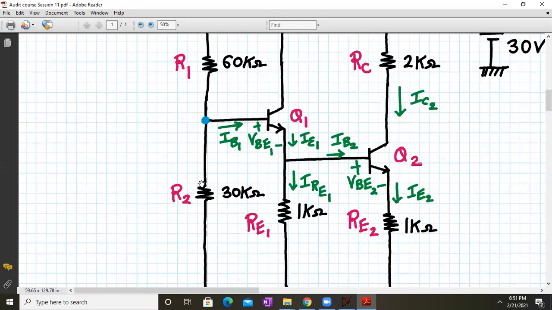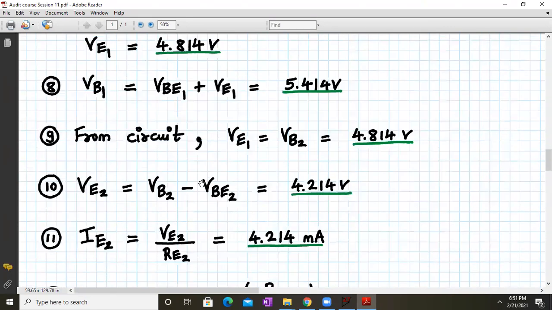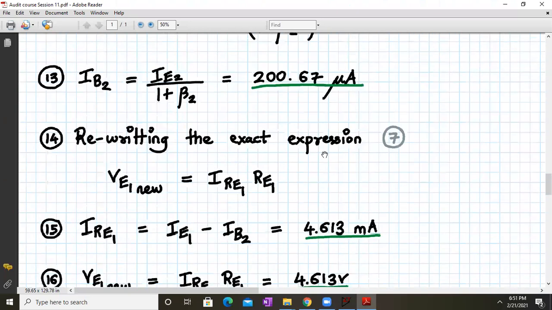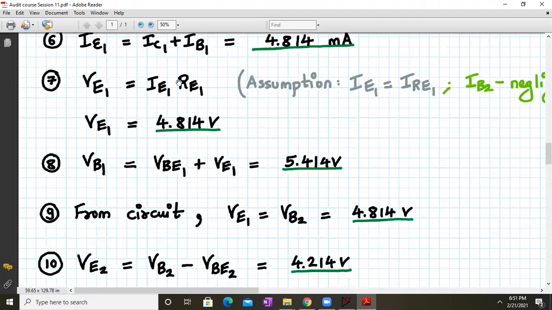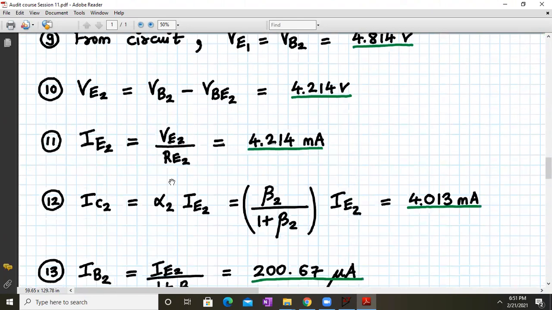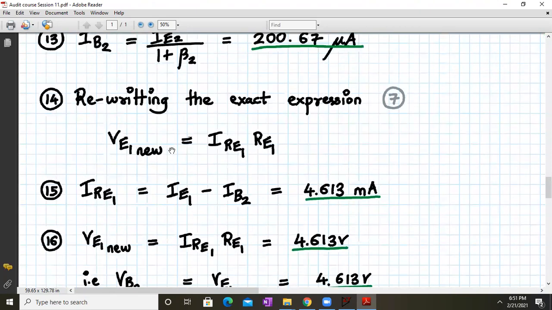We have IB2 also. So we will rewrite this expression. We'll rewrite the exact expression for equation 7, given in 7. So this is not true. This is initially we have assumed it for convenience. So we'll rewrite this statement VE1. So VE1 will be, we are calling it new value. This is the updated value.